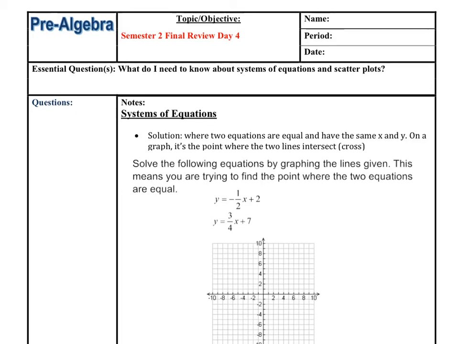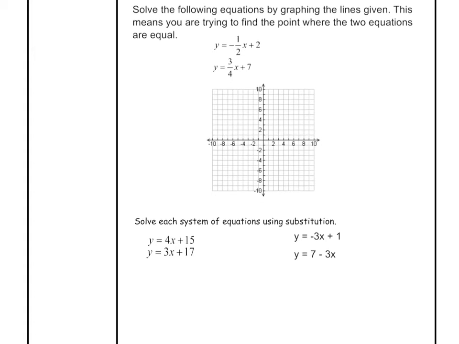First thing we'll do is solve systems by graphing. This means we're trying to find the point where the two equations are equal. So when we graph, we need our slope and our y-intercept. Looking at this first equation, my slope is 1/2, so I'll write that. Well, actually, it's -1/2, which means it's going to go down. So now I'll explain what that means.